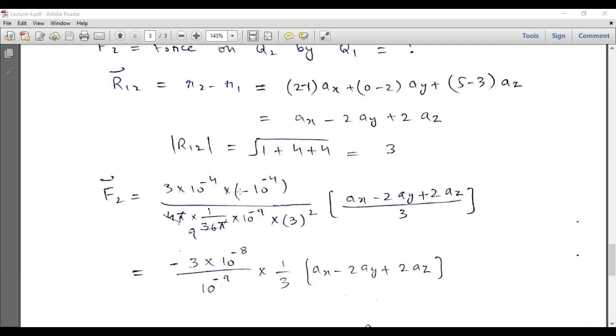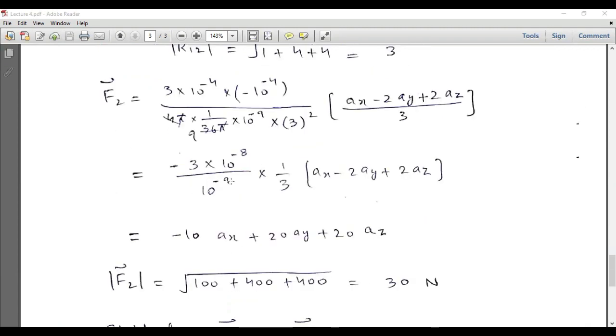So this is 3 into 10 to the minus 4 multiplied by minus 10 to the minus 4. It will become minus 3 into 10 to the minus 8 divided by, so this pi will be cancelled out, 4 nines are 36, and 3 square is also equal to 9. So that 9 will be cancelled with this 9, and we will have only 10 to the minus 9 over here. And this 1 by 3 will come over here, and this unit vector will be equal to ax minus 2ay plus 2az divided by 3.